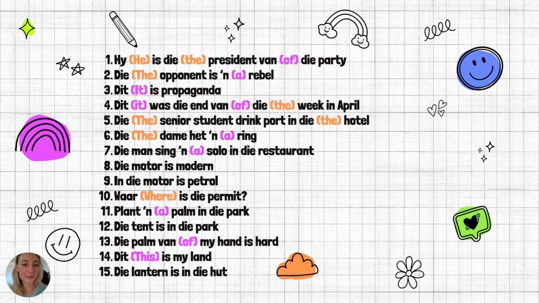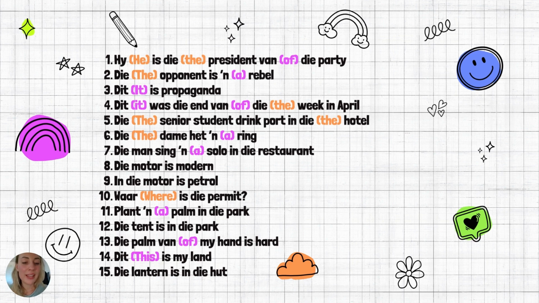Number 8. Die motor is modern. The motor is modern. Number 9. In die motor is petrol. In the motor is petrol. Number 10. Waar is die permit? Where is the permit? Number 11. Plant 'n palm in die park. Plant a palm in the park.